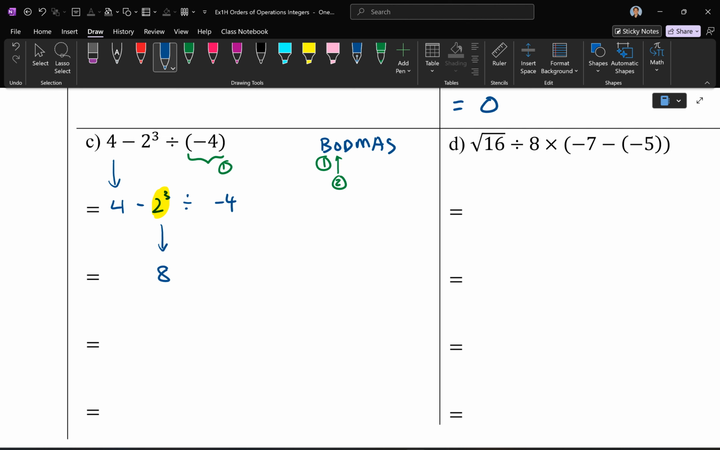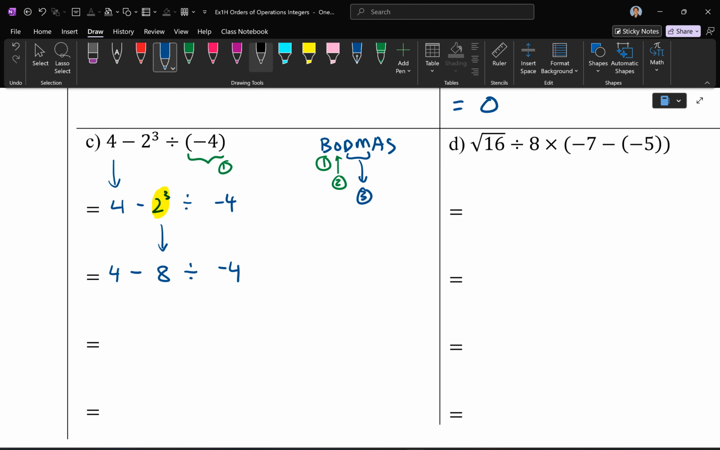That's a 4 still stays there. So the 4 is still there. The minus sign is still there. I've just worked out the next one. So 2 cubed is 8. I still have the division, and then I still have a negative 4. Let's work it out. Which order comes next? Division. Very good. So next one is now division or multiplication.